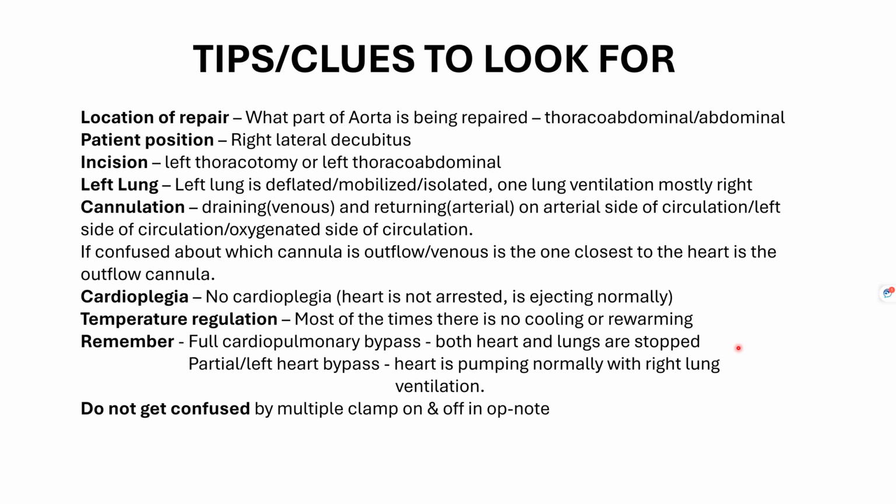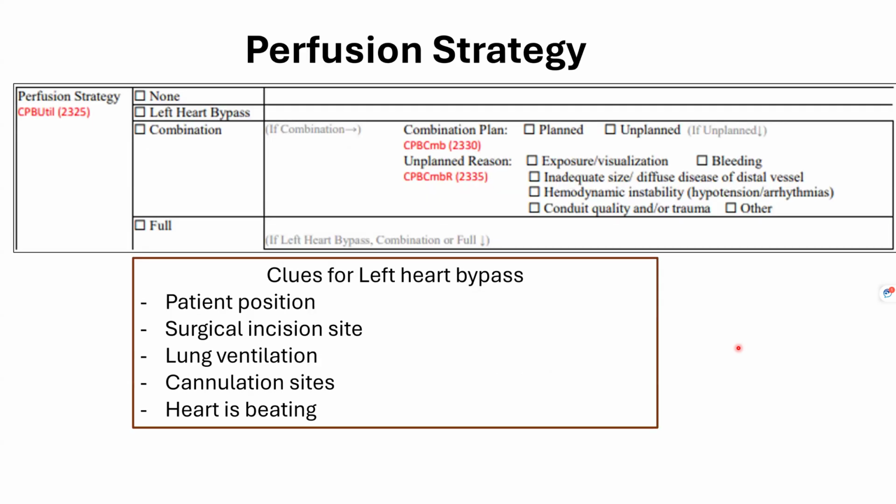And again, the most important thing is that in a full cardiopulmonary bypass, your heart will not be beating and both lungs will be deflated or stopped. In partial heart bypass, your heart will be pumping and beating normally, and the right lung will be ventilated, but the left lung will be completely collapsed. And don't get confused by multiple clamps on and off in the op note. So again, I just made a quick reference slide where you can figure out if it is left heart bypass or full heart bypass. If you have any questions on this left heart bypass, we can address them now before we get into the deep hypothermic circulatory arrest.